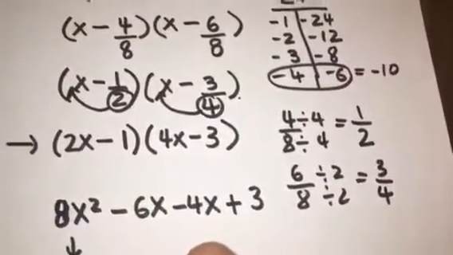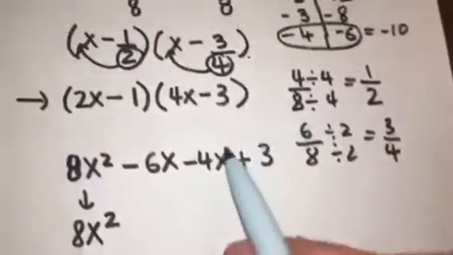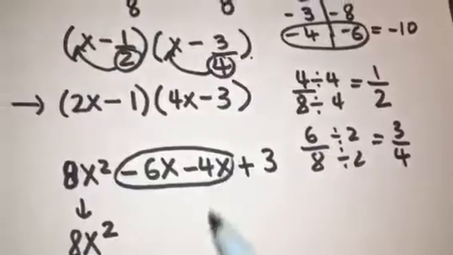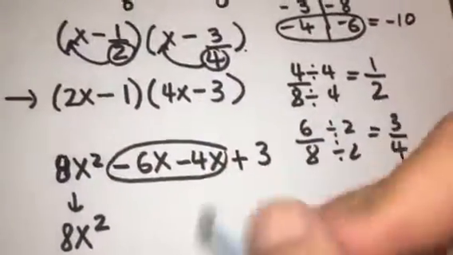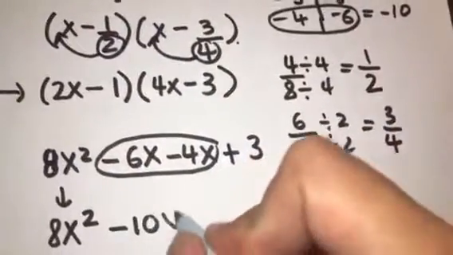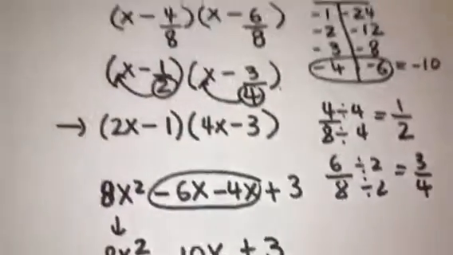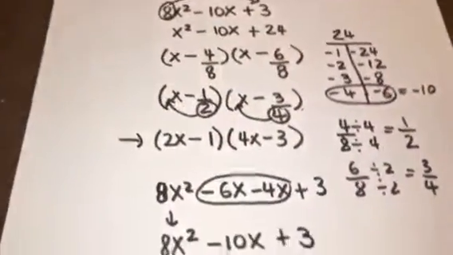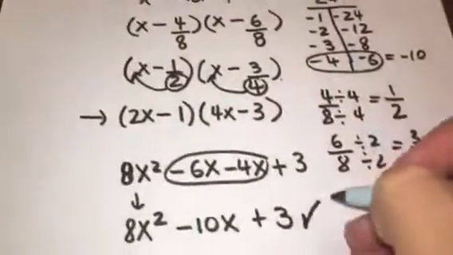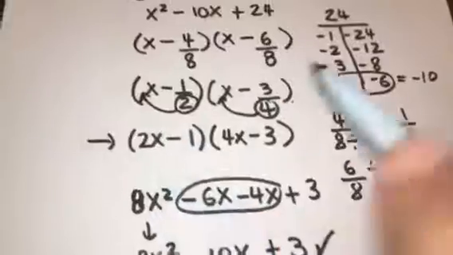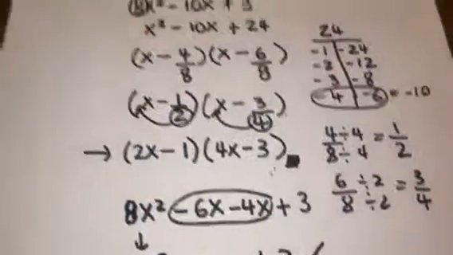Then we bring down this 8x squared. We don't have any other terms to combine it with, but we do have two like terms over here. So negative 6x minus 4x is negative 10x, and then the 3 stays like that by itself. So if you see, this is the same trinomial that we started with. So that means that our answer was correct, and then this is going to be the answer for this problem.